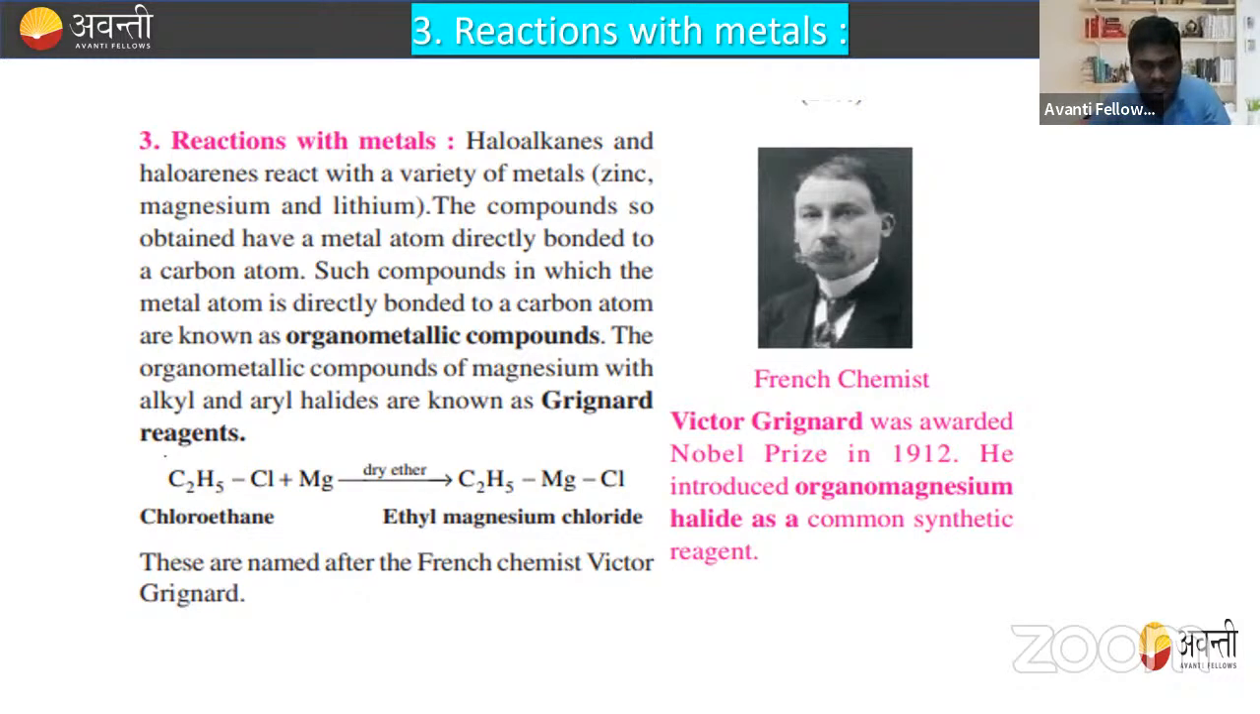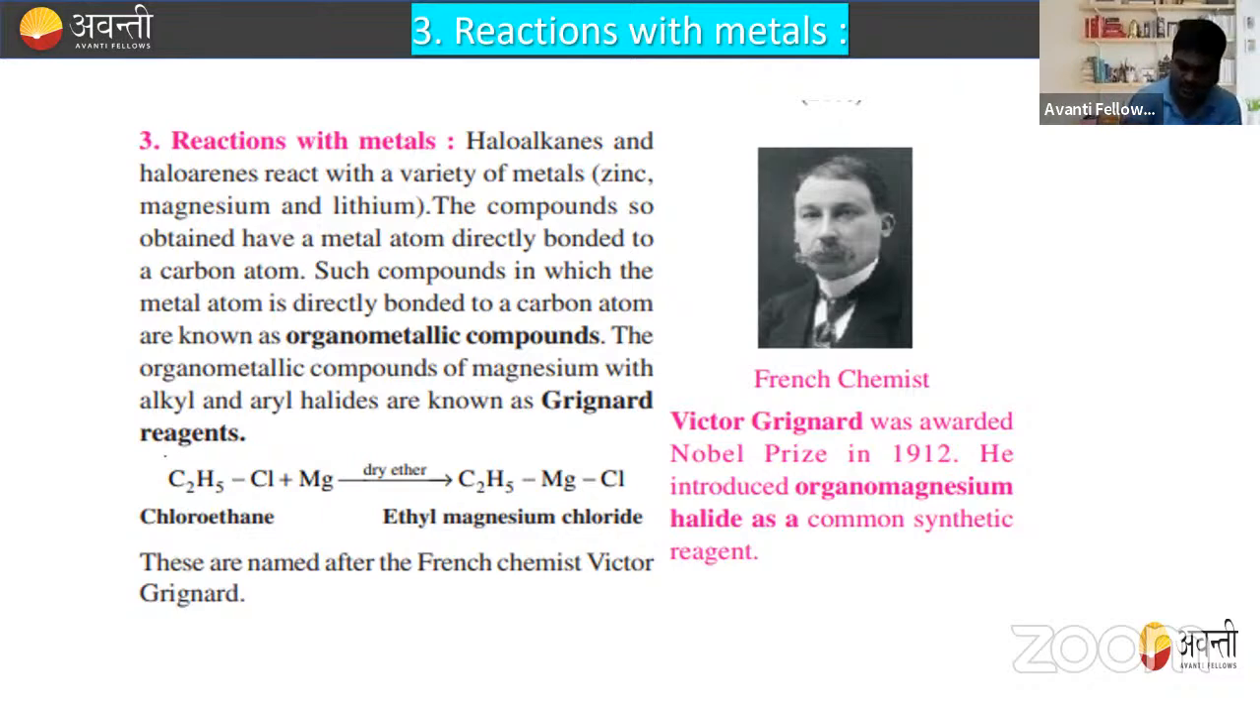The organometallic compound of magnesium with alkyl halide is known as Grignard reagent. Here we have C2H5Cl plus Mg, which gives C2H5MgCl, that is RMgX. These are named after the French chemist Victor Grignard, who was awarded the Nobel Prize in 1912 and introduced organomagnesium halide as a common synthetic reagent.